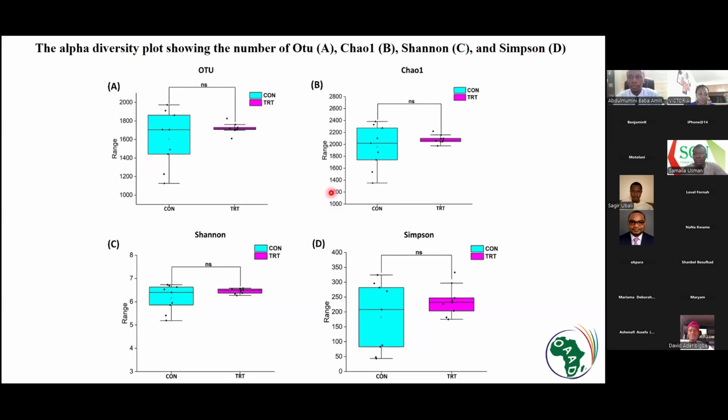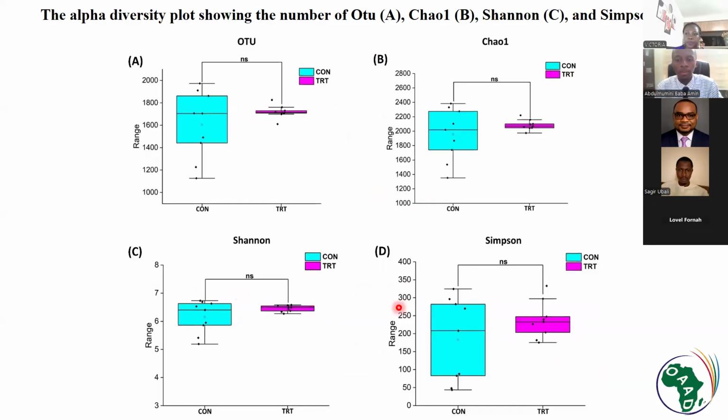So these are the different alpha diversity indices, like observed OTU. This figure shows that between the control and treatment, these two groups, there is no difference in observed OTU, Chao1, or Shannon. So it means that the richness and the evenness have not significantly differed from each other.